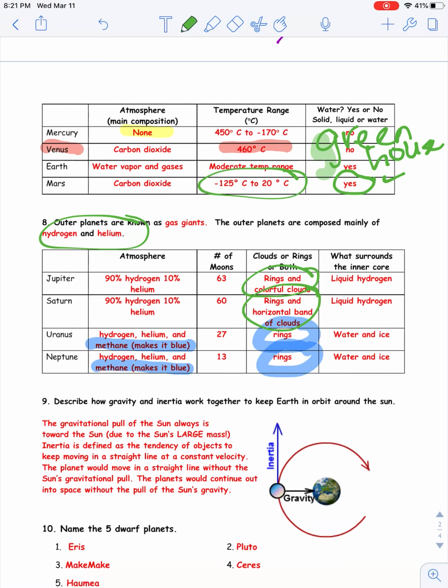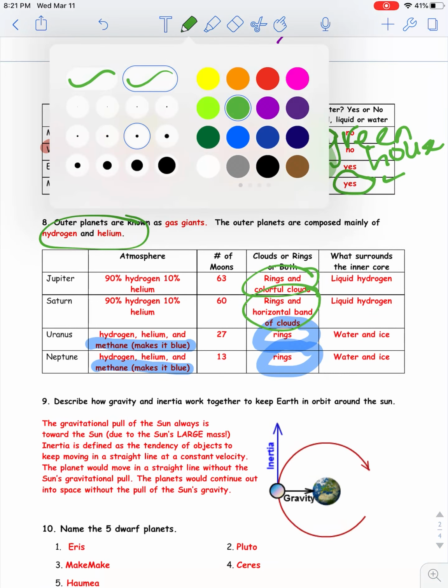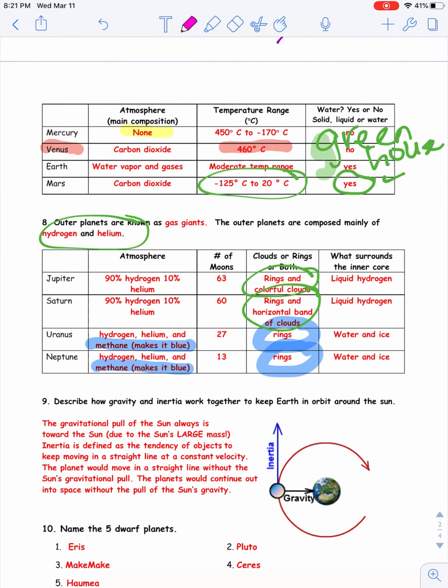So bottom line with this, which I want you to remember from here, is that all of the outer planets, they all have a ring system. Many times we think that Saturn is the only one that has rings, but they all do. They just might be very, very faint. And they all have moons. And they all have hydrogen and helium in their atmosphere. There's a lot of similarities between the outer planets as well.